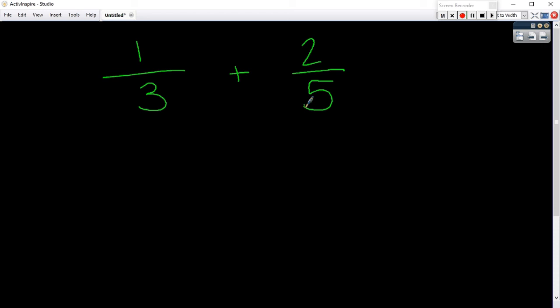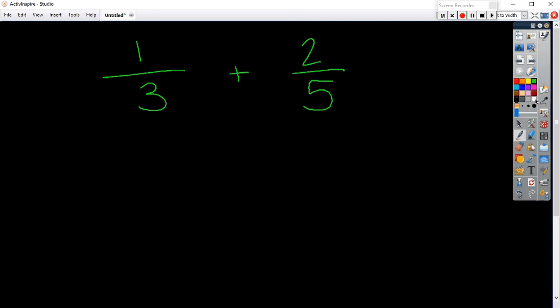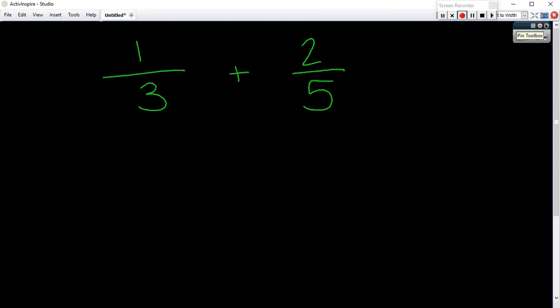So we start talking about least common multiples. Remember that? 15. The smallest number, if you start listing everything, 3 times 1 is 3, times 2 is 6, times 3 is 9, and do the same thing for 5. The smallest one they have in common, and y'all said 15. What do you need to multiply 3 by to get 15? 5. So I do it to the top and the bottom. What do you need to multiply 5 by to get 15? 3.